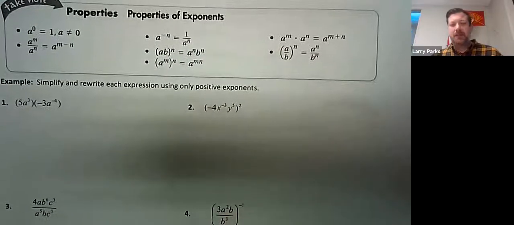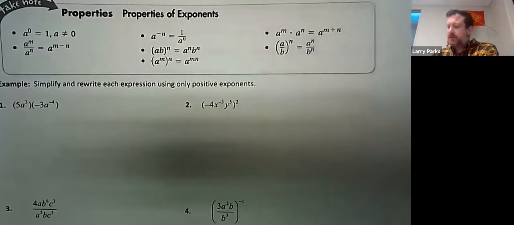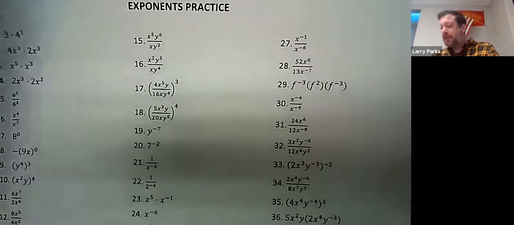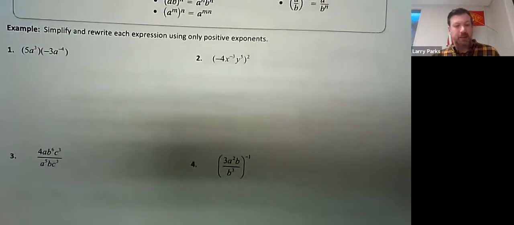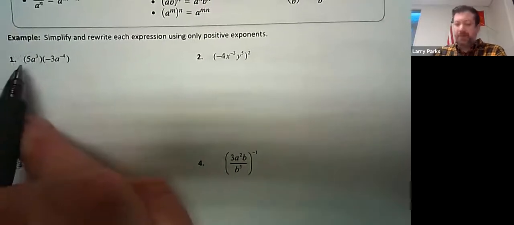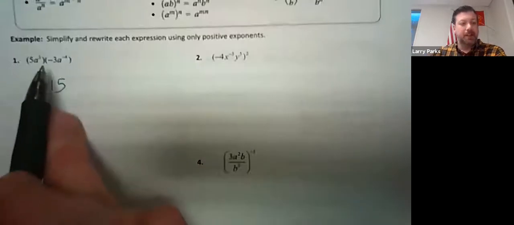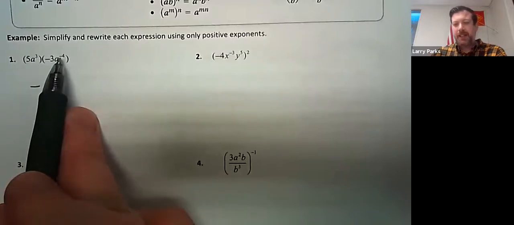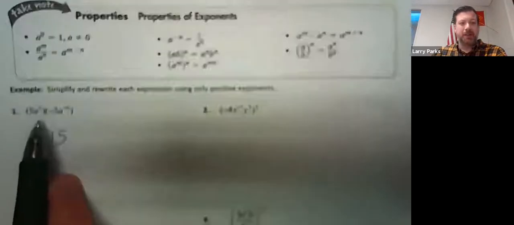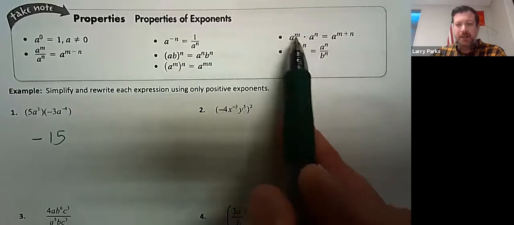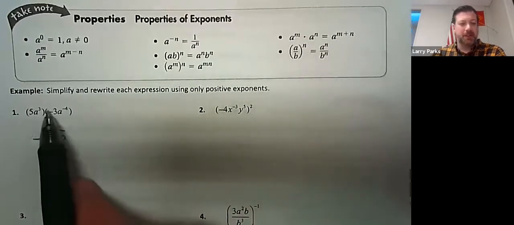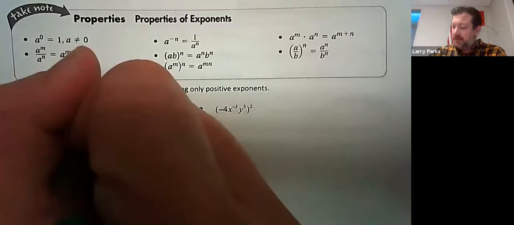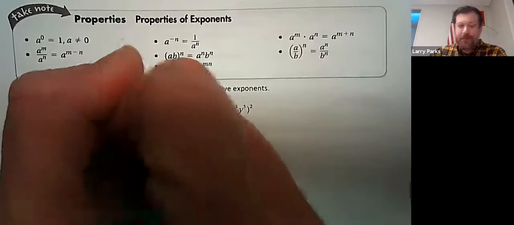So here's all of the rules listed together in one big table in case you need them. These are more examples that I think we have time for. So number 1, 5 times negative 3, negative 15. A cubed times a to the negative 4, I add. Remember, when they're the same base, you add the exponents. So I'm going to go 3 plus negative 4 is negative 1.